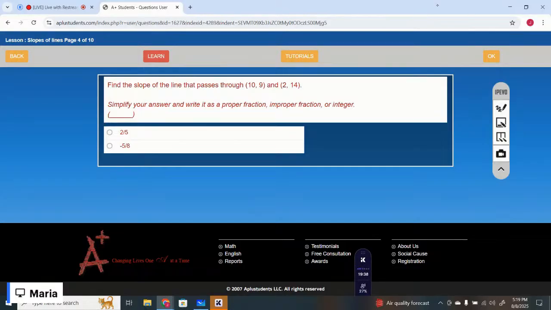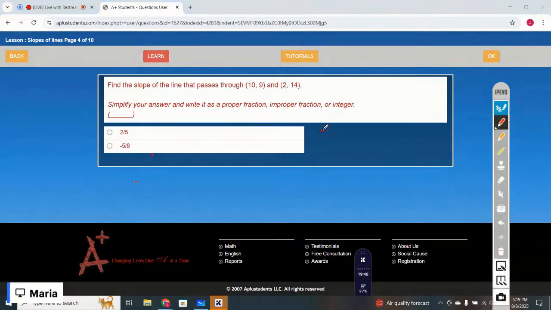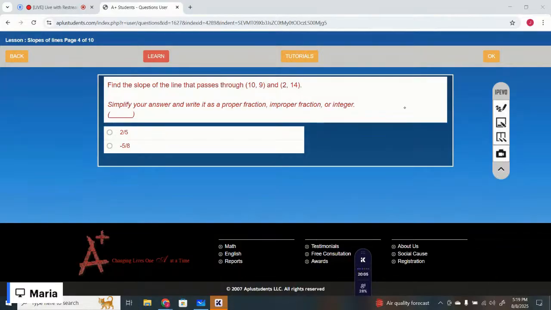Find the slope of the line that passes through 10, 9, and 2, 14. The slope is change in y over change in x. So 14 minus 9 is 5. 2 minus 10 is negative 8. So that is negative 5 over 8. Option number 2 is the correct option.